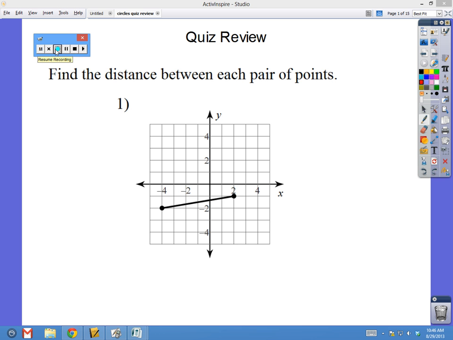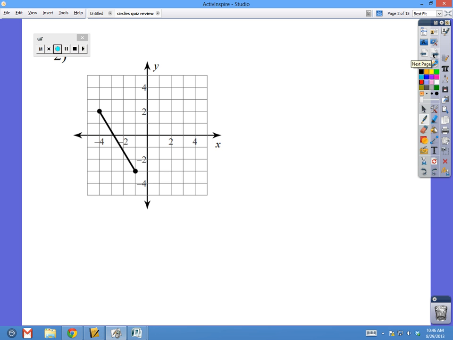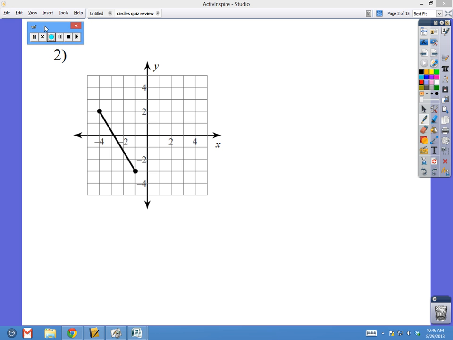Okay, we're going to skip number 1 and look at number 2. Anytime they want you to find the distance, this is a formula I'd put on your 3x5 card. So you guys make sure you got this. The distance formula is this.